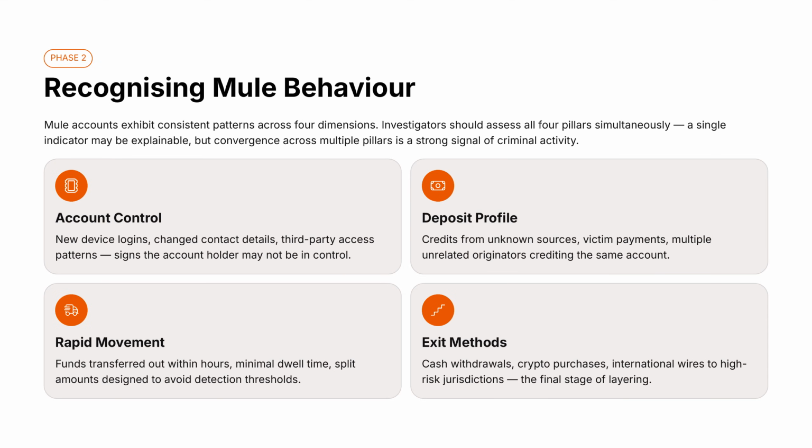Second, the deposit profile. Watch for credits from unknown sources, victim payments, or multiple unrelated originators crediting the same account. Third, rapid movement. Funds transferred out within hours, minimal dwell time, and split amounts designed to avoid detection thresholds. Fourth, exit methods. Cash withdrawals, crypto purchases, and international wires to high-risk jurisdictions. This is the final stage of layering.